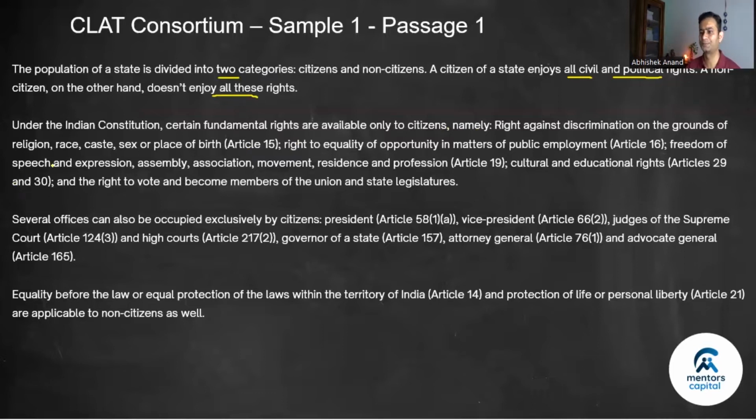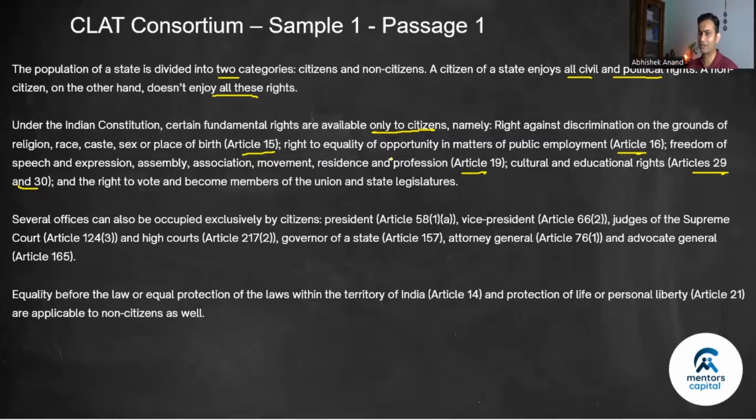Okay, paragraph 2. Under the Indian Constitution, certain fundamental rights are available only to citizens. So this paragraph will tell me what are those fundamental rights. Namely, right against discrimination on the grounds of religion, race. Now this part I will not underline, right? If at all, I'll underline Article 15, Article 16, 19 and 29. So these are articles and 30 under which the rights are available only to citizens, because I can make a question from here.